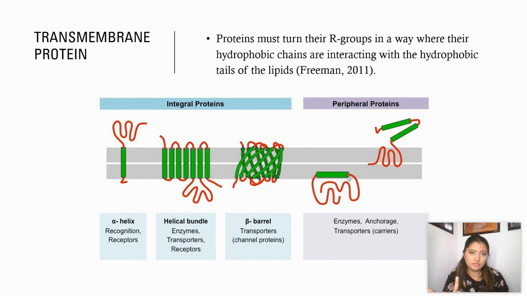Again, it needs to turn itself so that it can interact with the polar and or non-polar parts of the membrane, whereas this one right here is just kind of a couple strands that hold it down on the membrane. So these ones again would also have to turn their side groups the appropriate way.